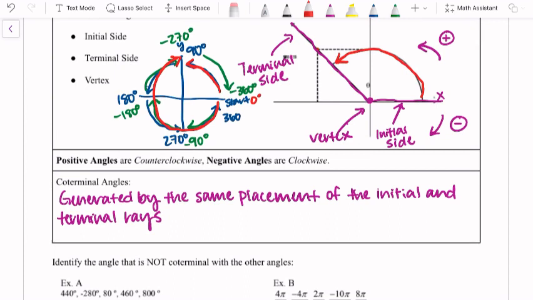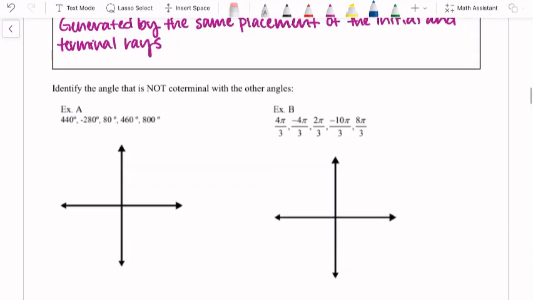Okay, so coterminal angles are generated by the same placement of the initial and terminal rays, meaning that there's going to be a lot of different angles that will actually end us up in the same place. Like, for instance, let's say that I went 720 degrees. Well, what is that going to be? Well, 720 would be going around counterclockwise twice, and that's still going to end me up in the same place as 0, as 360, and even negative 360, okay?